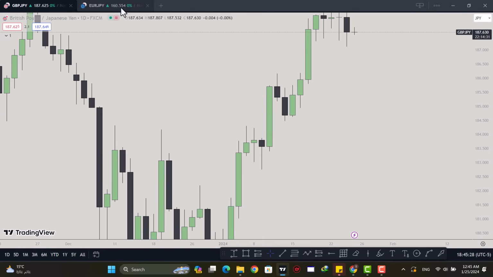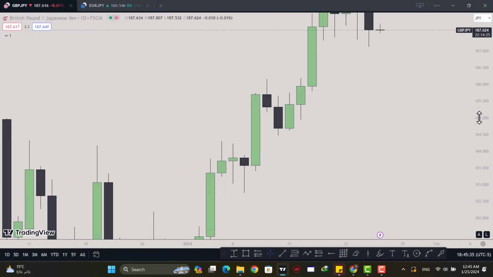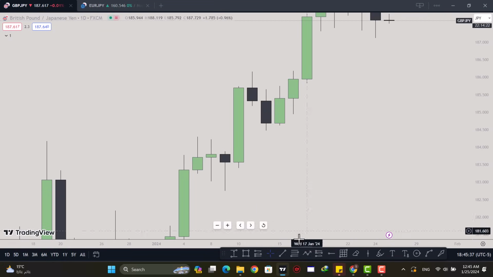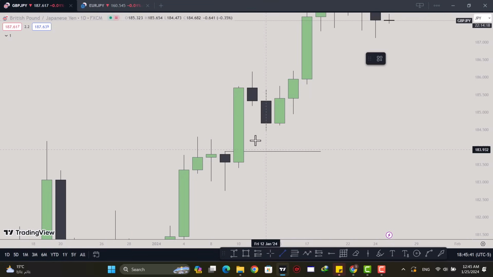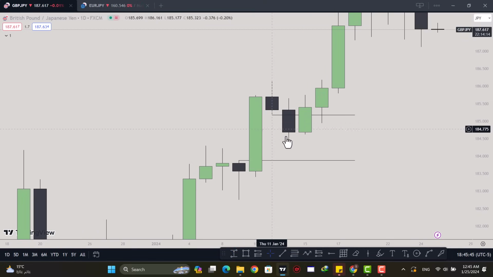So first of all, we need to identify a daily swing formation inside a PDRA. Now, do we have that here? You can clearly see it in the middle of the chart. We have a fair value gap right here, and inside that fair value gap, we formed a daily swing. So we have a swing right here. We have a candle. The candle to the left of it is higher. The candle to the right of it is also higher. And it happened inside a gap.